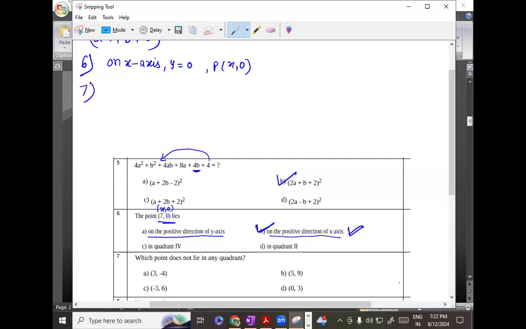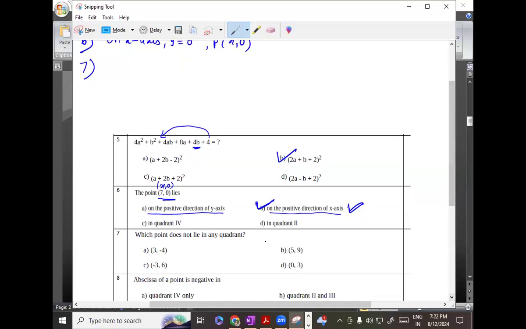Which point does not lie in any quadrant? Do you know any idea about quadrant? Yes, sir. First quadrant is plus plus. Then second quadrant is minus plus. Third quadrant is minus minus. And fourth quadrant is plus minus.